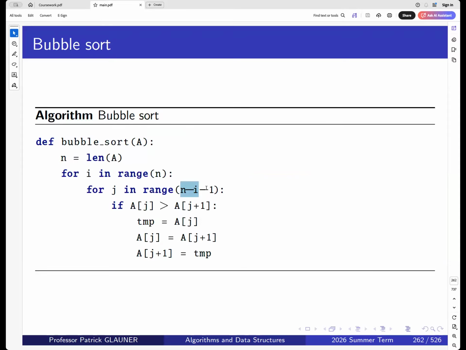And that's why I say n minus i minus 1, because i gets incremented when I have done one full pass through the data set with the inner loop. Hope this answered your question. Maybe just confirm if this helped.